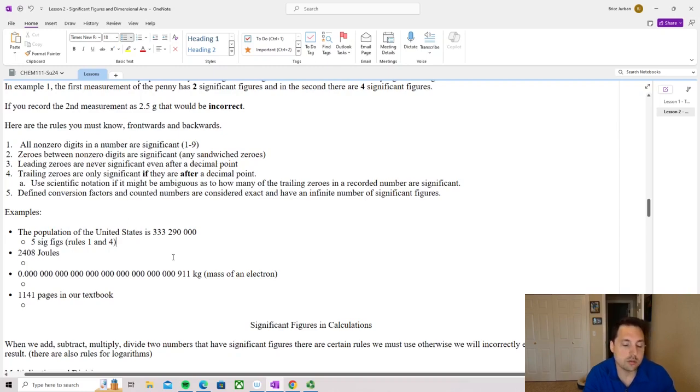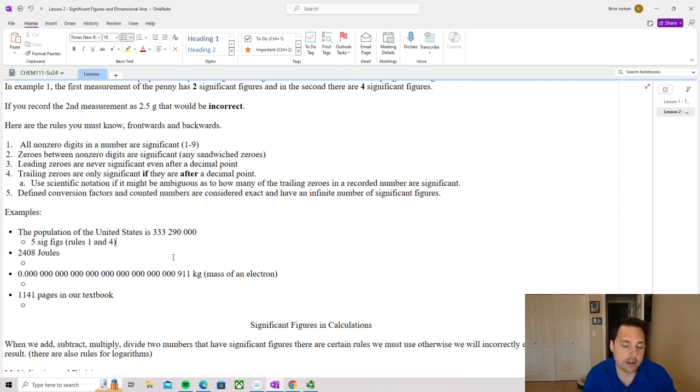If we wanted to report this a little bit more accurately, it would probably be best to use scientific notation. And we could write 3.3329 times 10 to the 8th power.